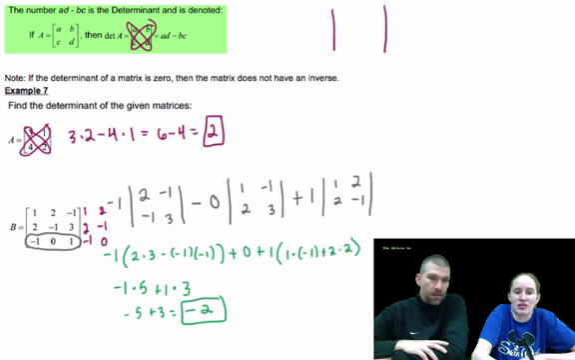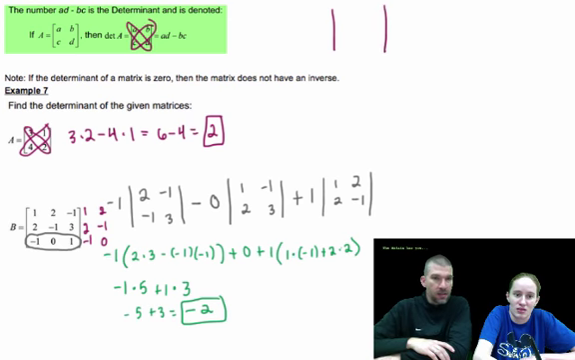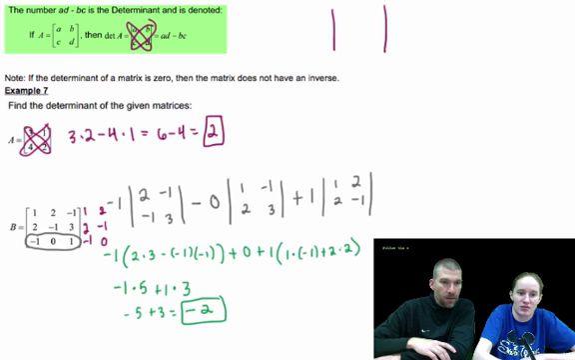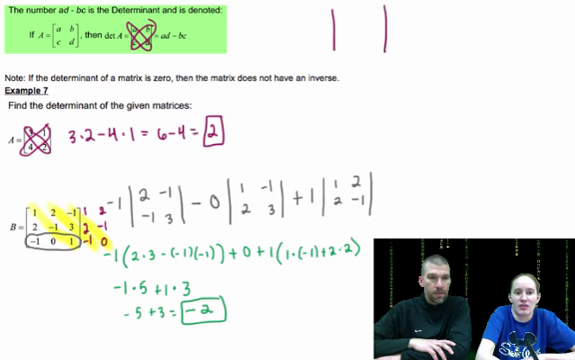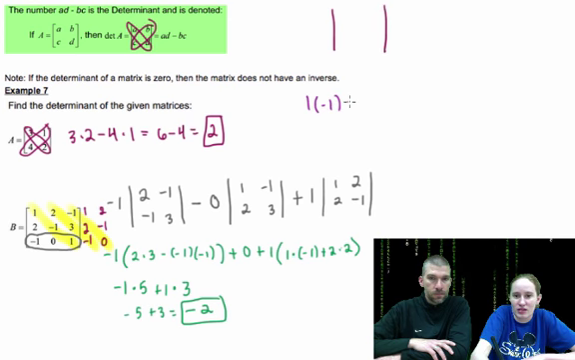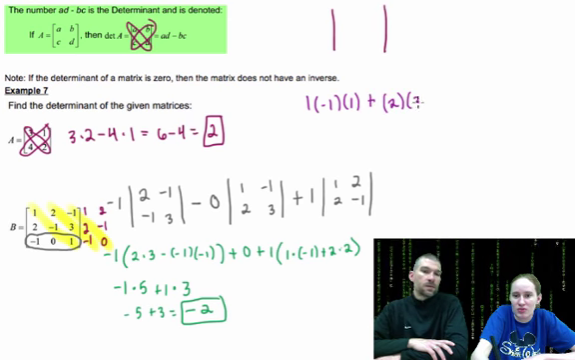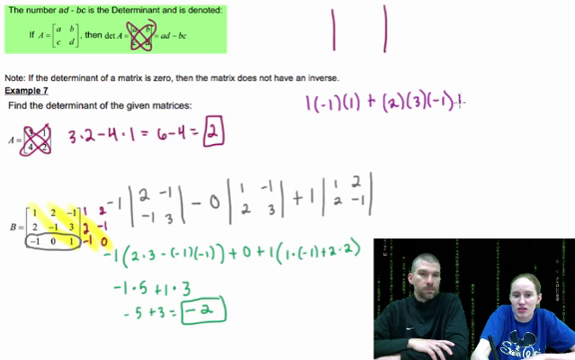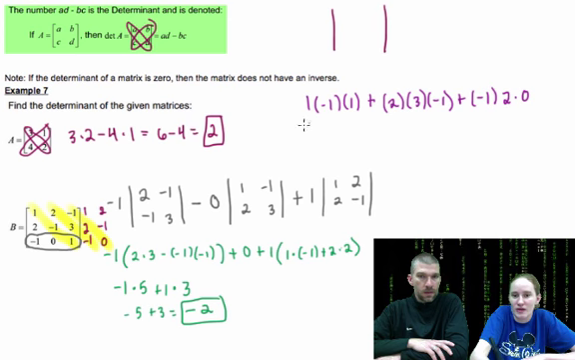And then you take the diagonals going that way, and you multiply them together. So you would do 1 times -1 times 1 plus 2 times 3 times -1 plus -1 times 2 times 0.